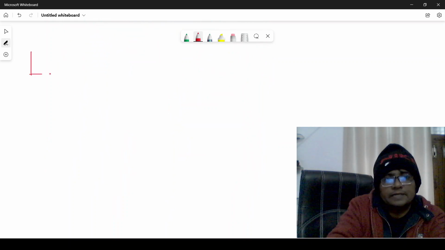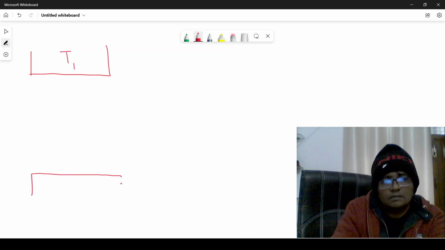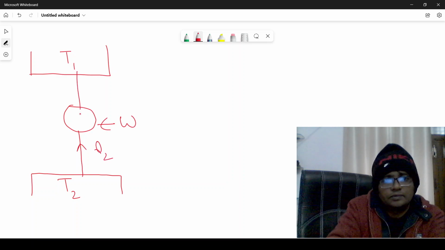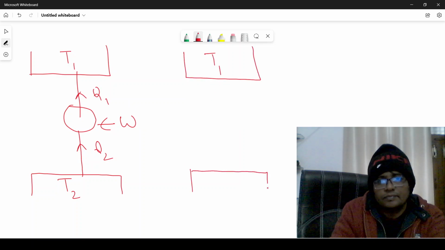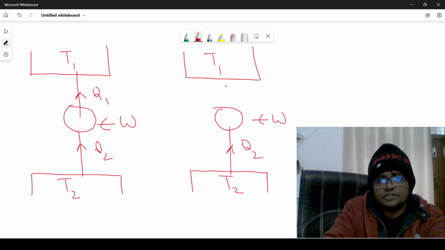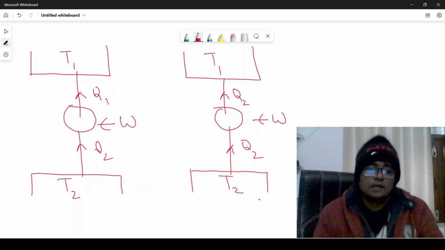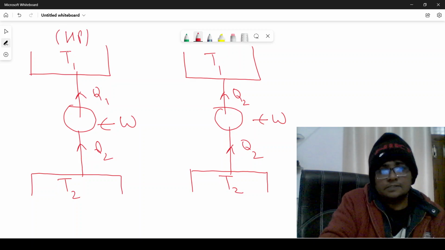See, this is my heat pump, source, sink, we have to do some work, Q2, Q1, and this is our refrigerator, source, sink, work done, heat extracted out, heat dumped out, right? See, this is the heat pump and this is the refrigerator.